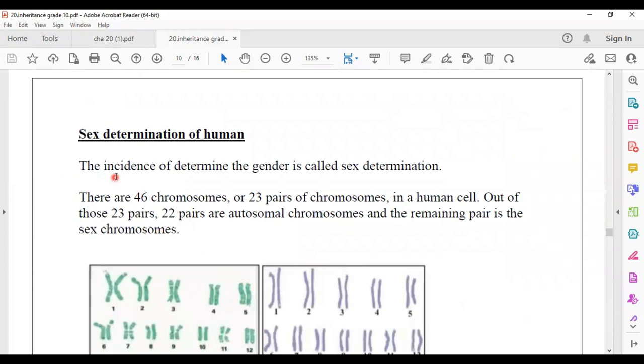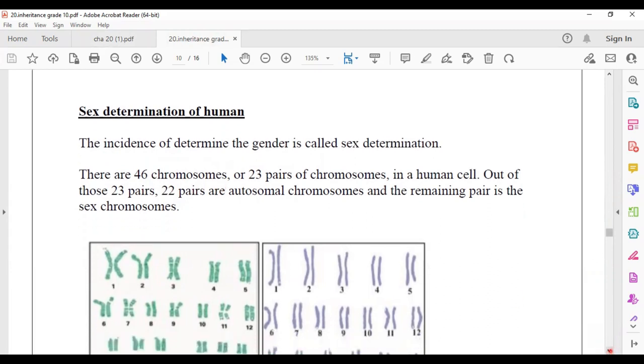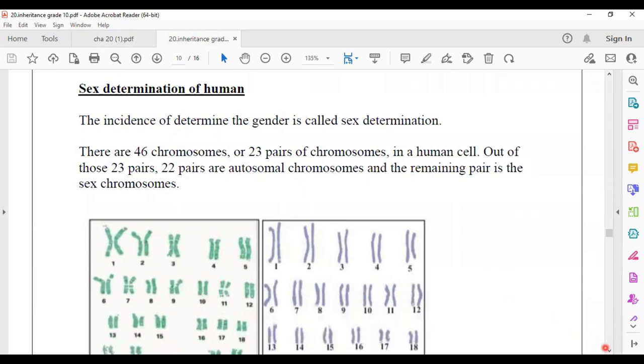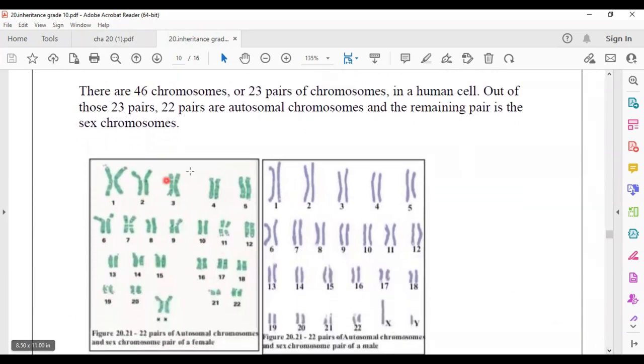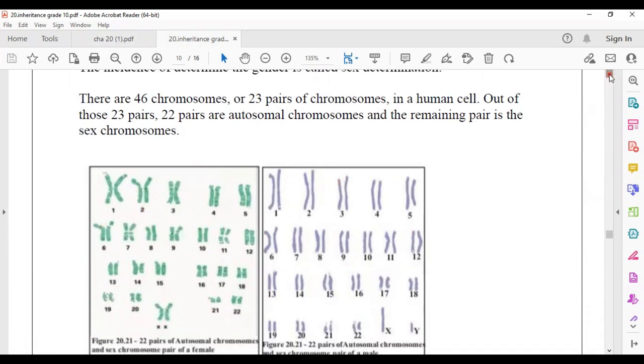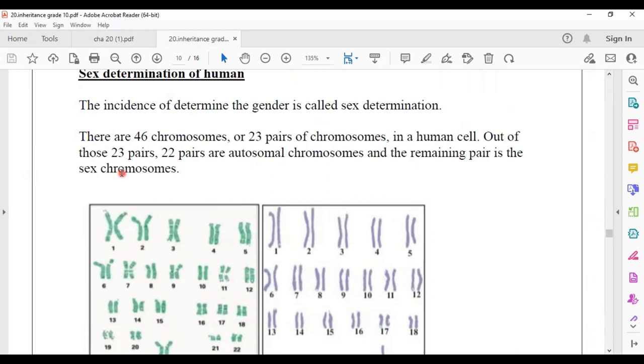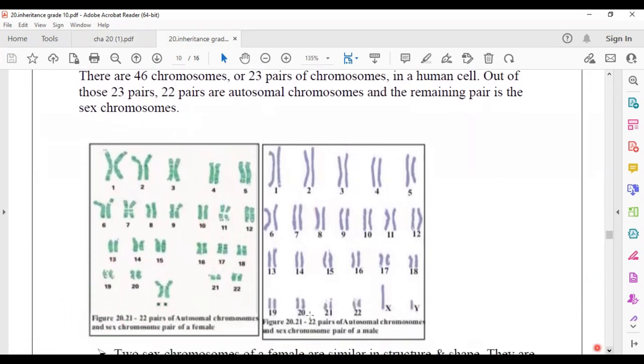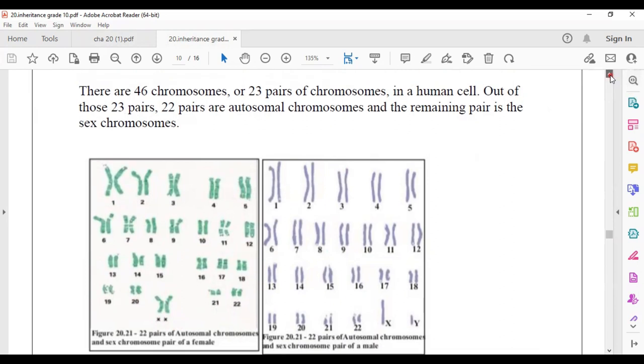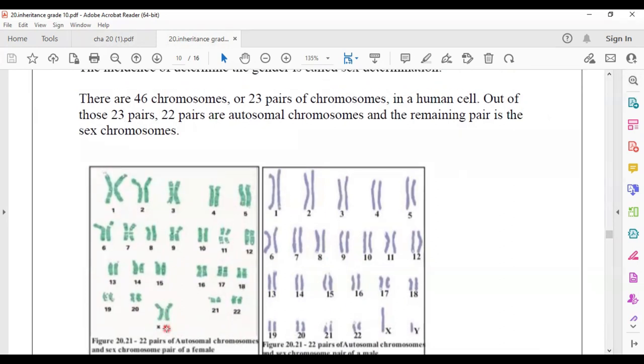The incident of determining the gender is called sex determination. There are 46 chromosomes in humans, and those 46 can be seen as 23 pairs. Like in this picture, there are 23 pairs of chromosomes in humans. Out of those 23 pairs, 22 pairs are known as autosomal chromosomes, and the remaining pair is the sex chromosomes. So you can see the 22 are autosomal chromosomes, but this one is known as the sex chromosome.